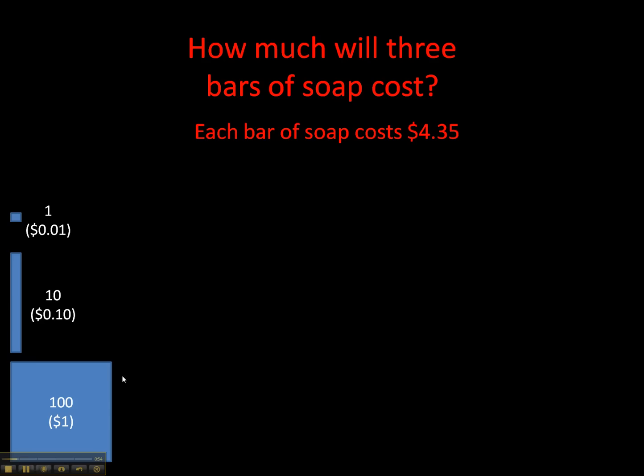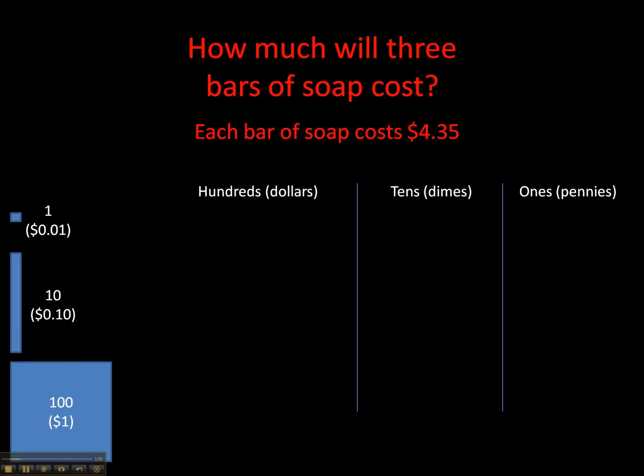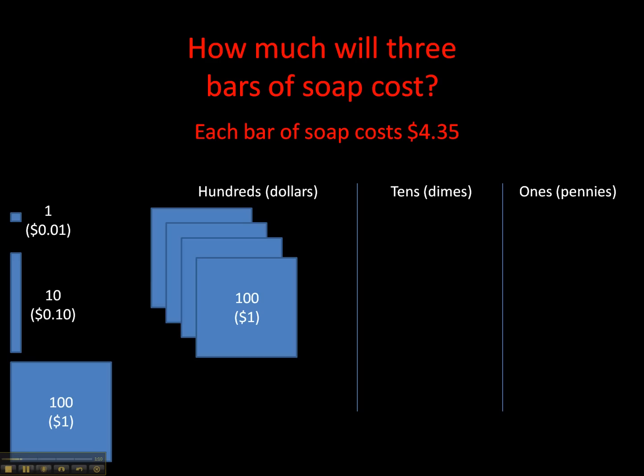You'll see that this one is representing the hundredths, or $1, because it's 100 cents. This is the tens, or a dime, because it's 10 cents. And these are ones, so they're 1 penny. We have our mat here that we're going to get ready to go. And I'm going to lay down the first $4. So you can see there's 4 squares here.